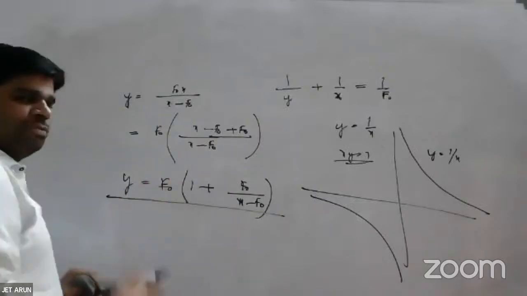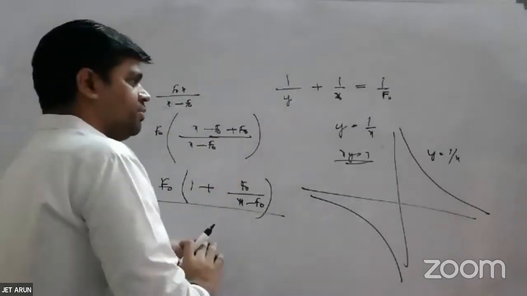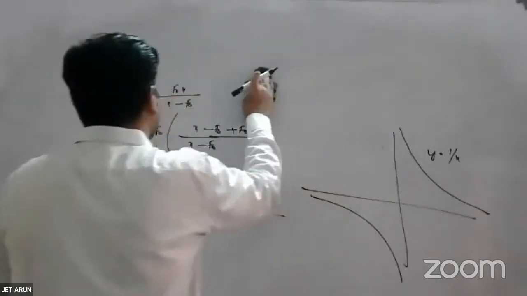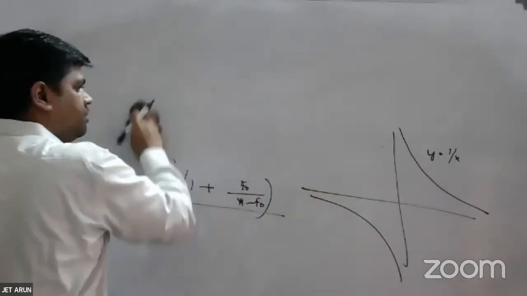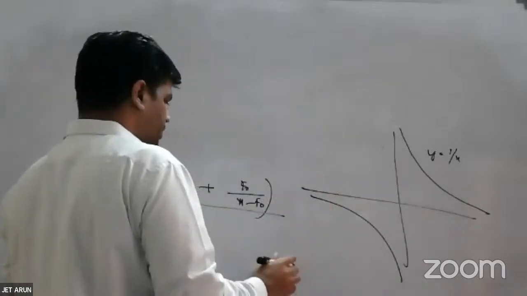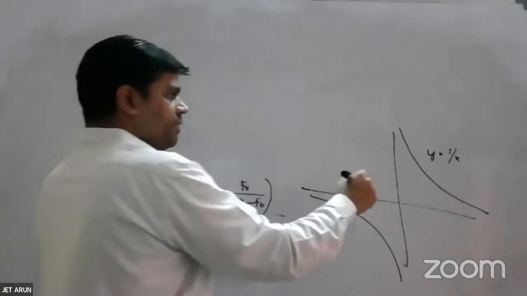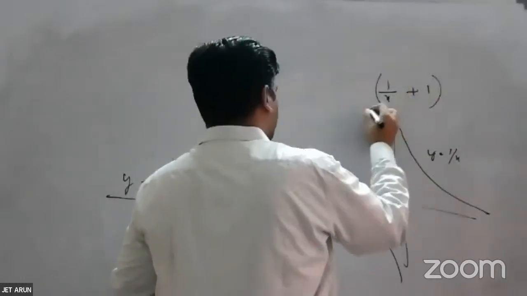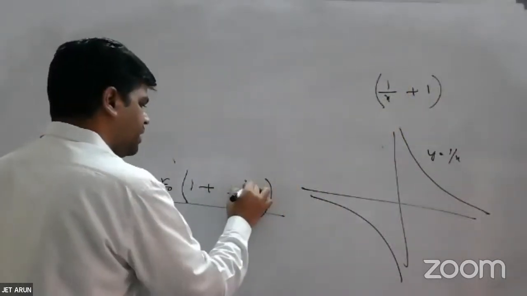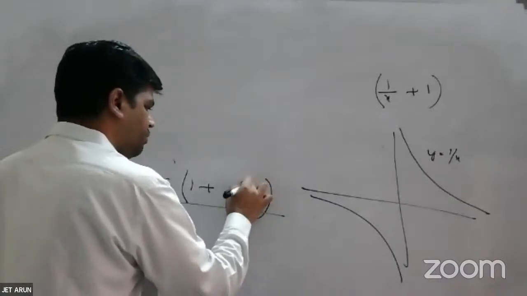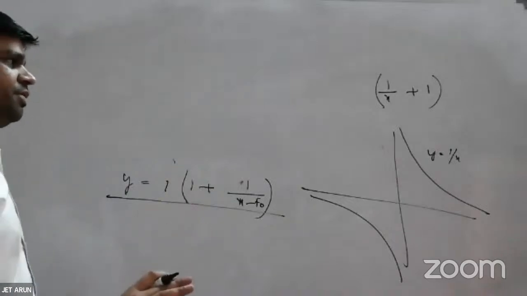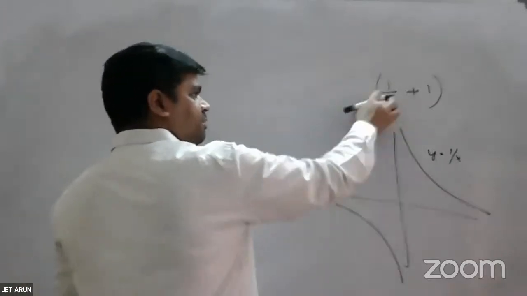Now from this graph I have to get this graph. How do I get it? Transformation. Look how I do it. It's a beautiful magic now. So I started with this graph, the 1 by x graph. To that 1 by x I add plus 1. For example, for simplicity, let's say f naught is equal to 1. I'll tell the reason now. I write 1 by x plus 1.